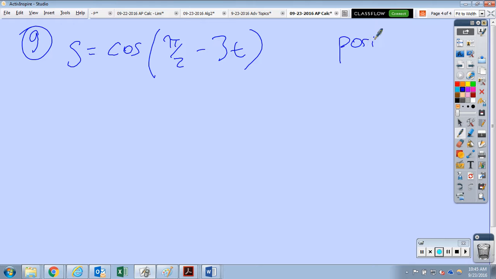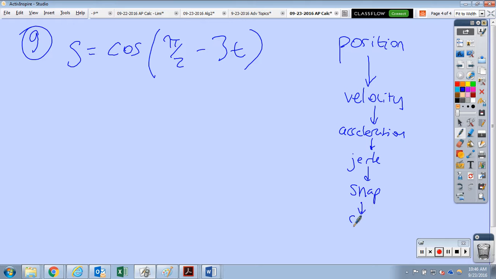Position equals velocity. You guys remember the next one? Acceleration. And then jerk. And the next one? Snap, crackle and pop. Is that a joke or is that serious? Both. I think it's both. And then lock and drop, I think, is the next one.